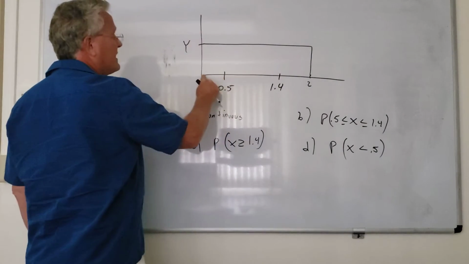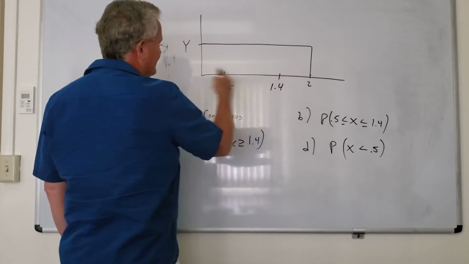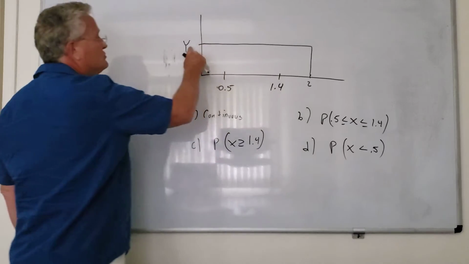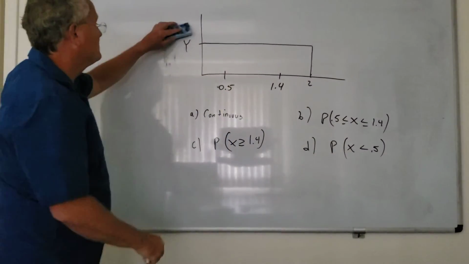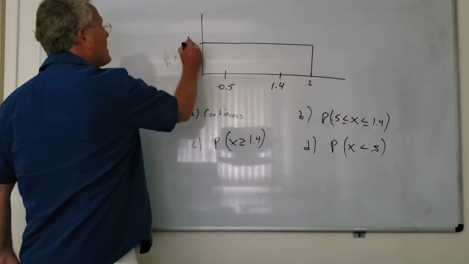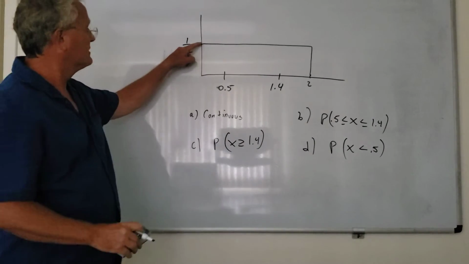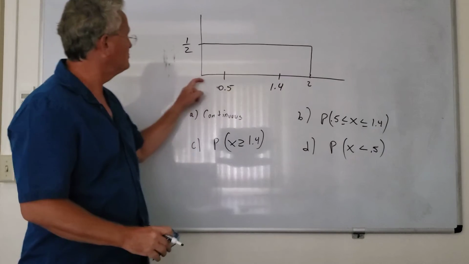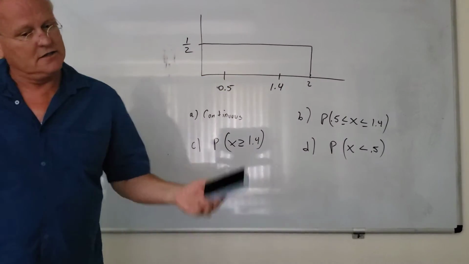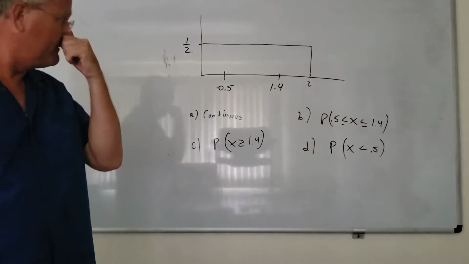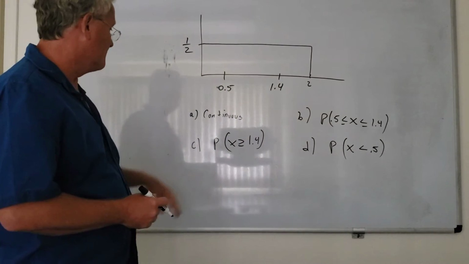Well, the area of a rectangle is base times height. This distance is 2. 2 times a half, or 0.5, is equal to 1. So that's why this number has to be a half. Because base, which is 2, times height, 2 times a half gives us 1. And the area for probability is always 1 for 100%.